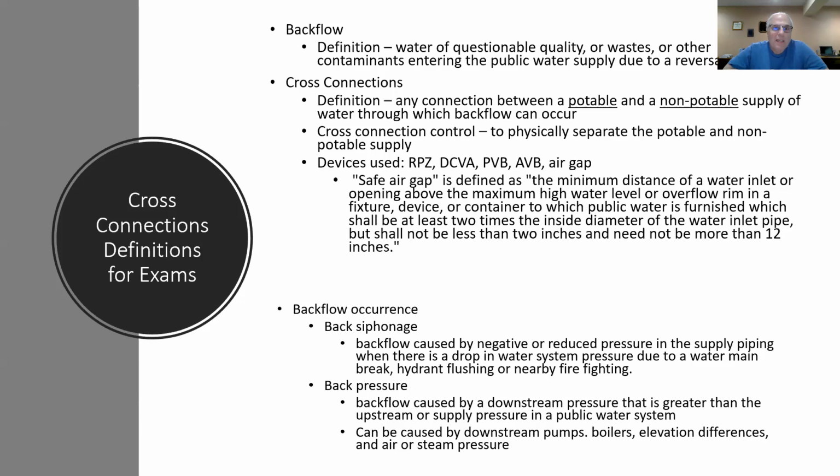So behind a cross-connection program is the simple truism that water always flows from high pressure to low pressure. So if you can maintain a lower pressure on the customer side of the water use, you'll never have a backflow occurrence, but sometimes they can overcome you. So we need devices to protect ourselves against that happening.